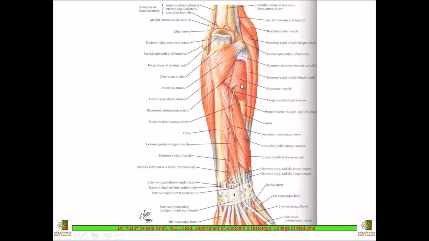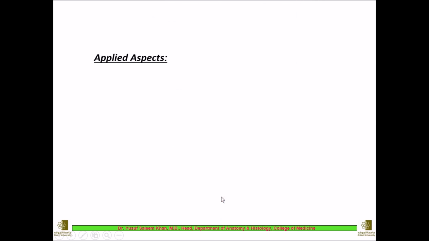So here also you can see the supinator through which this posterior interosseous nerve is passing and supplying the muscles, and here is the posterior interosseous artery. And here are the osteofascial compartments within the extensor retinaculum, starting from 1 to 6 compartments.